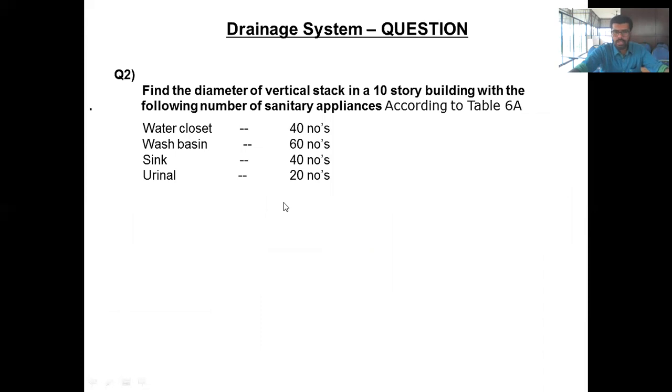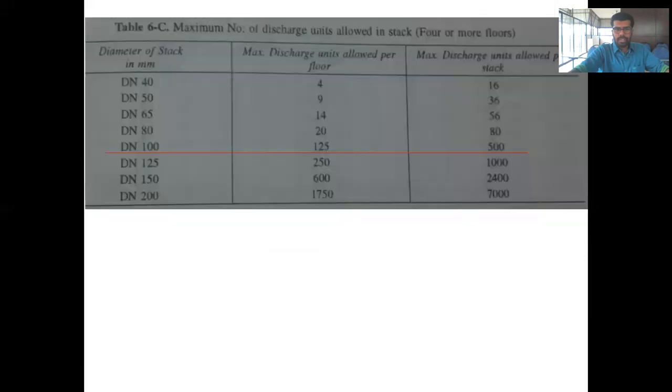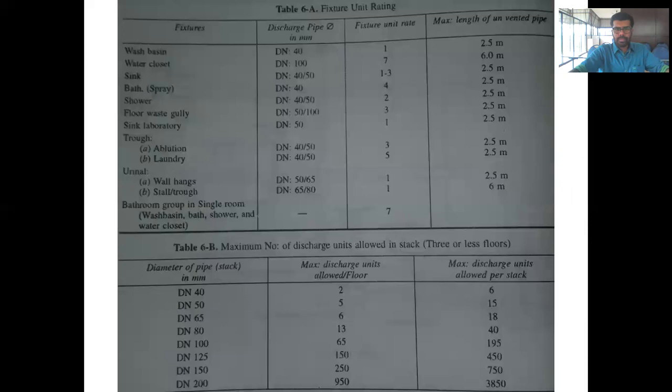Now, this is the question that we already did. This one is the fixture unit rating. Fixture unit rating, depending upon different fixtures. The discharge pipe diameter is given, the minimum diameter is given. Okay, the fixture unit rate is given, and its maximum length of unvented pipe. So the pipe length is also given. 2.5 meters is the maximum length that we can do.